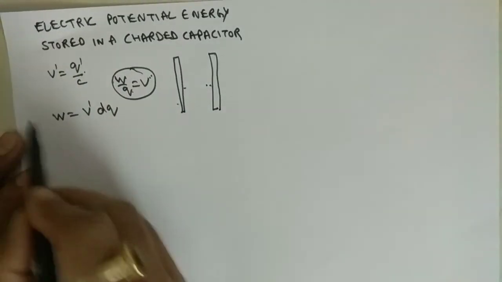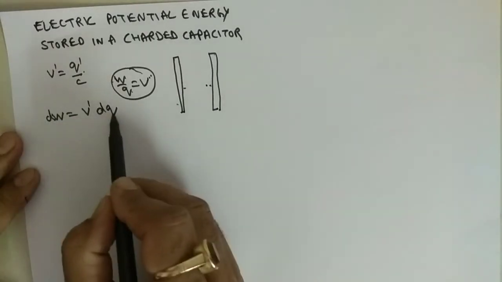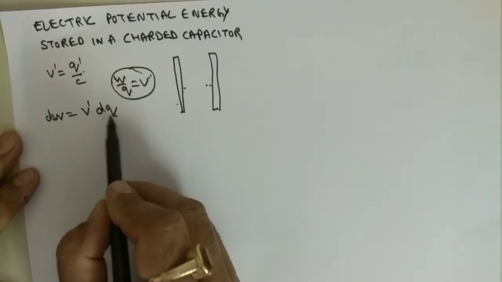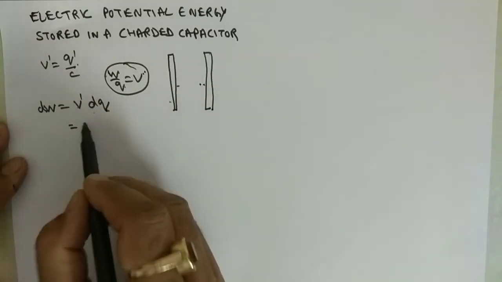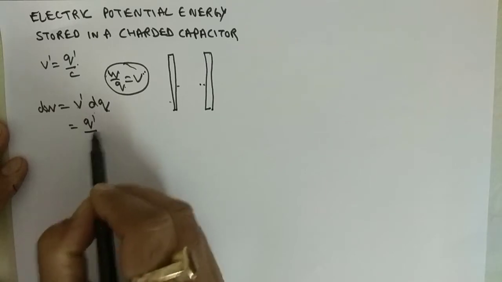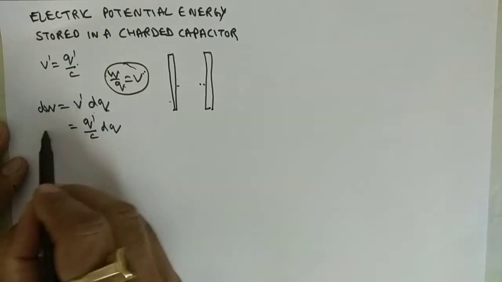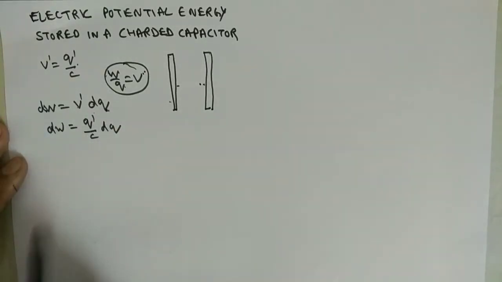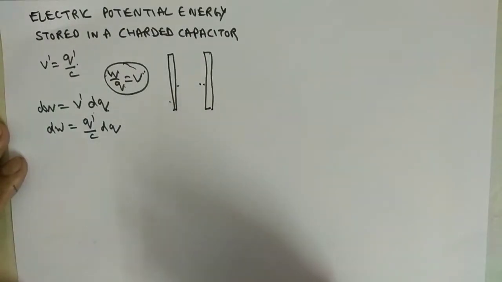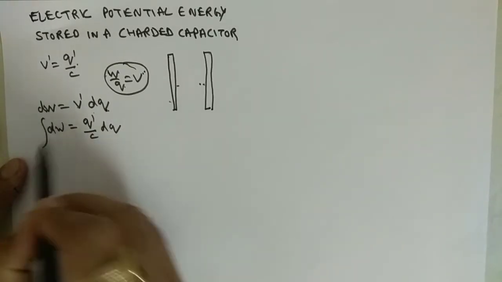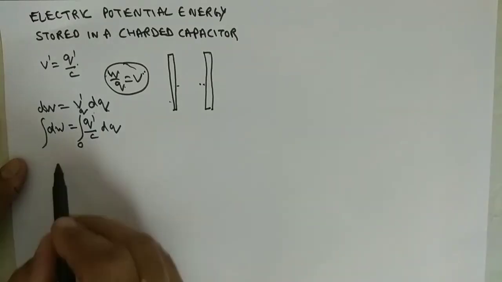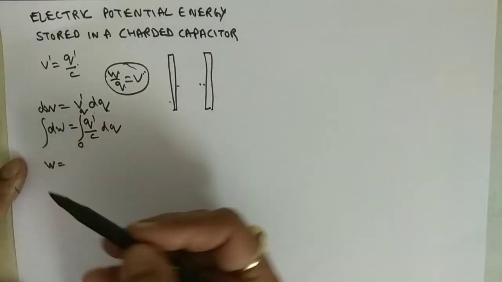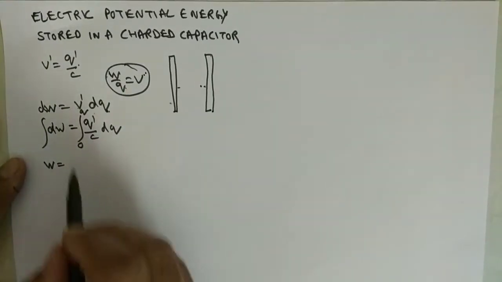This is the small work done in giving a small amount of charge to the plates of the capacitor. Now put the value of V dash here: it is Q dash upon C, dQ. This is the small work done. Now to find the total work done from 0 to Q charge, take the integration of both sides with limits from 0 to Q. This work done is always equal to the potential energy.